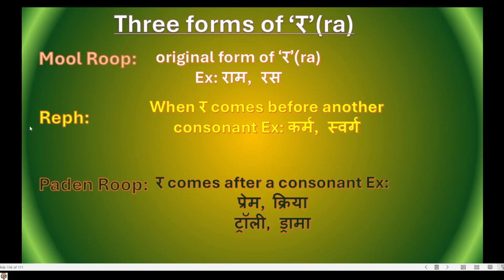The second form is the Reph, where R comes before another consonant. It moves above the letter as a small curved line. Remember, we have already seen this form while doing our Barakhadi. Example words: Karm, Kharch, Irshya, Marg, Karm. Similarly, Arsh, Varsh, Irsha, Gharshan, Swarg.